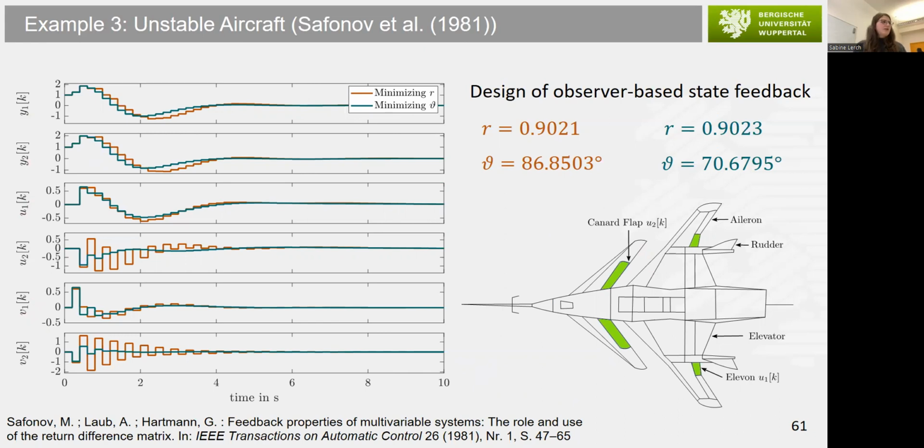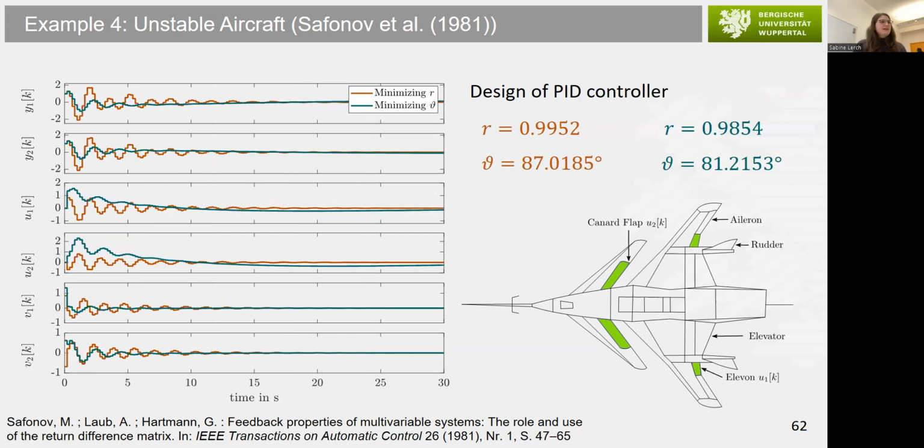At first, you can observe that we were able to stabilize this system with both of the approaches, but when minimizing the damping angle, then we get less oscillation, especially here in the inputs. And you can see it also in the damping angle theta, which was reduced from 86 to 70, but without increasing the radius much even.